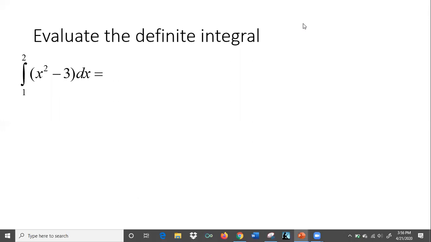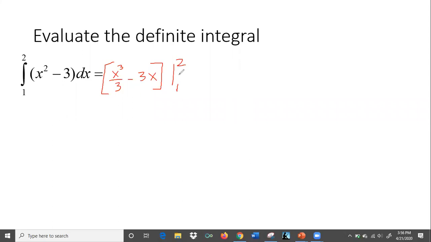The first, we're going to evaluate the definite integral. So we have the integral from 1 to 2 of x squared minus 3 dx. The first thing we're going to want to do is take the antiderivative. The antiderivative of x squared is going to be x cubed over 3, and the antiderivative of negative 3 is going to be negative 3x. We're going to take all of this from the bounds of 1 to 2.